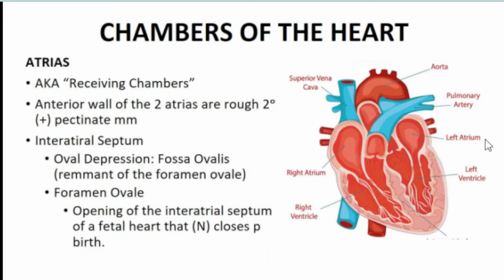Now, if you will notice, the walls of the atria are actually very thin, and they are composed of what we call pectinate muscles. So please do remember that. What do we call the cardiac muscle found in the atrium? We call it pectinate muscles.